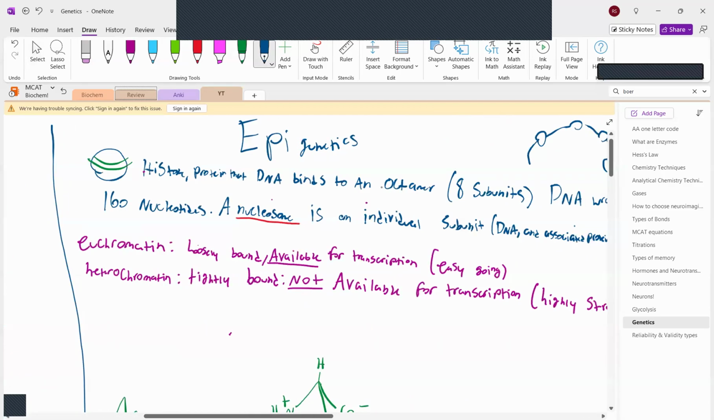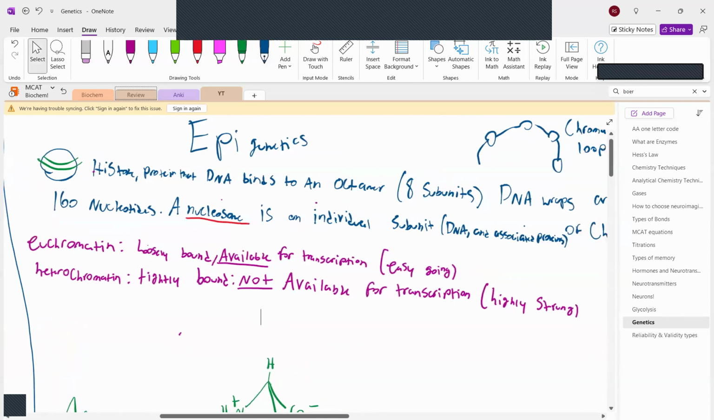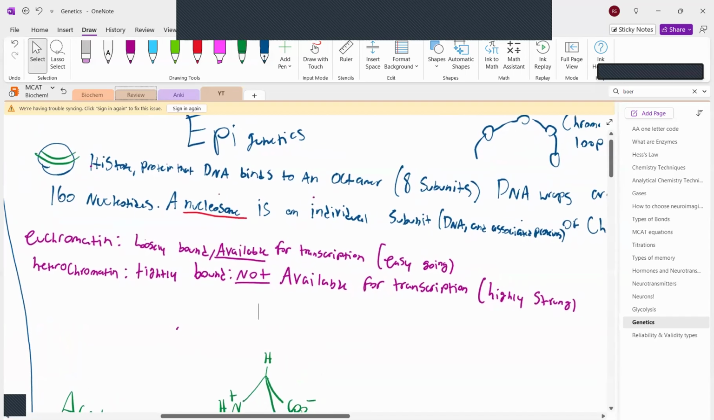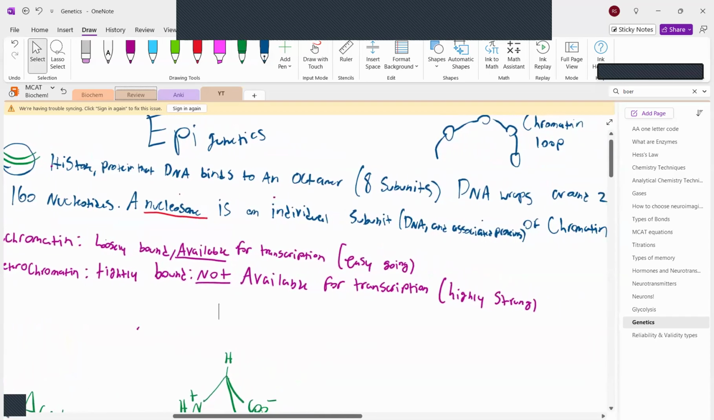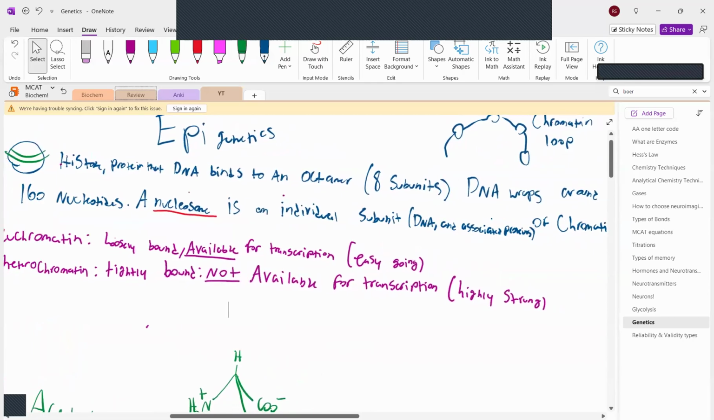Euchromatin is the loosely bound form of chromatin. I think of euchromatin as easy going, right? It's not super tight, like high strung. It's loose, so it's available for transcription. Whereas heterochromatin is tightly bound and it's not available for transcription. So it's highly strung. Heterochromatin, H for highly strung.